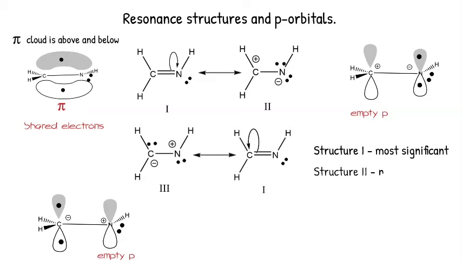Structure 2 and 3 have incomplete octets, but structure 2 has the electronegative atom with a formal charge of -1, while structure 3 has a positive charge on the electronegative atom. This makes structure 2 more significant than structure 3. Both structure 2 and 3 are not significant.